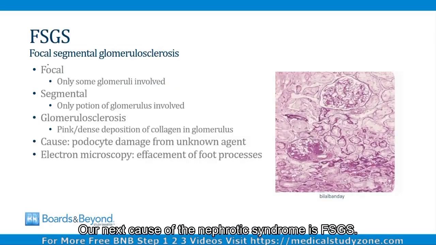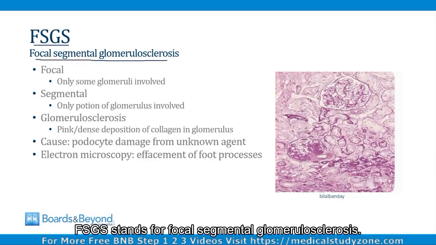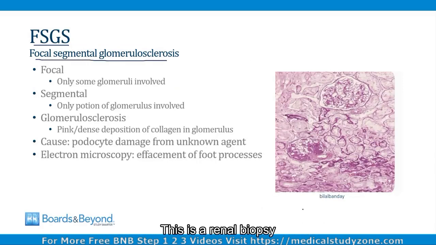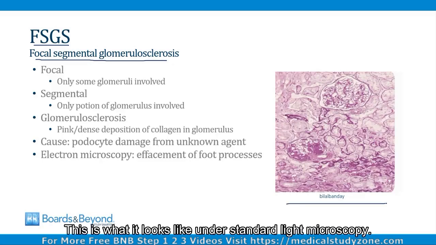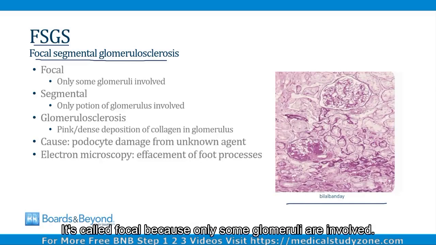Our next cause of the nephrotic syndrome is FSGS. FSGS stands for focal segmental glomerulosclerosis. This is a renal biopsy from a patient with FSGS on the screen here. This is what it looks like under standard light microscopy. It's called focal because only some glomeruli are involved.